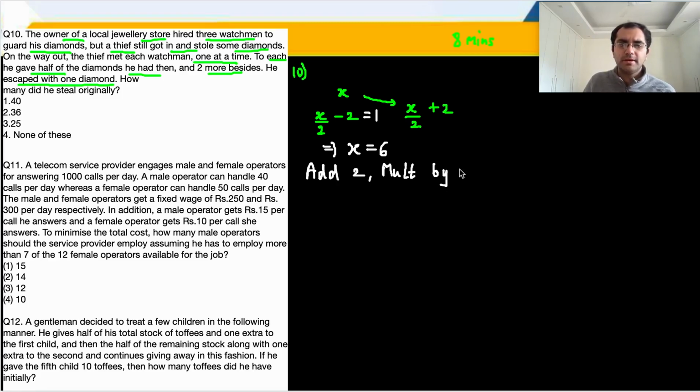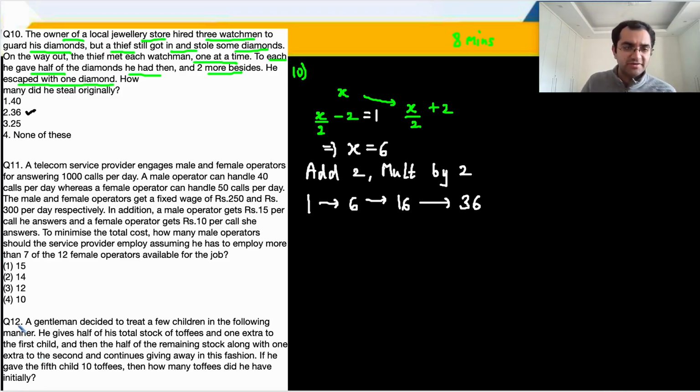So we started off with 1. 1 plus 2 is 3, 3 into 2 is 6. 6 plus 2 is 8, into 2 is 16, the second watchman. 16 plus 2 is 18, into 2 is 36, the 3rd watchman. The answer is 36. So this is the question that you could have done first.